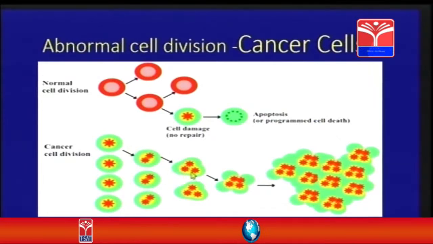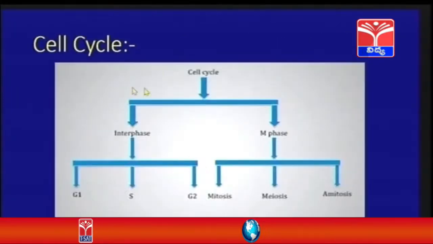As a result, the organism undergoing this abnormal cell division will create tumors, and this will eventually lead to the death of the host. Cell cycle.